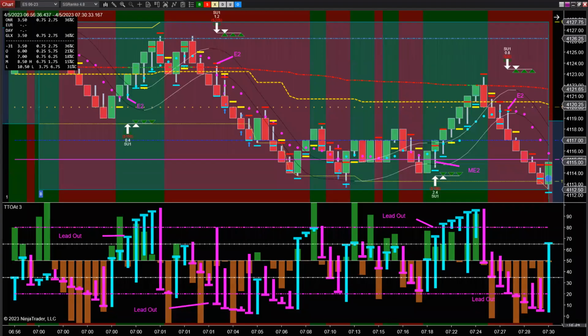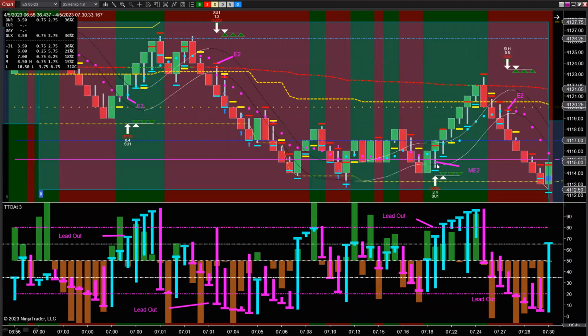So this chart's going to put it all together. I got an E2 there, the first one there. And you see how that Trap Trader Oscillator is leading out to new territory there? It's just leading out to new territory. Okay, E2. And then you get the E2 going down right there. Now see how the lead out says lead out on the Trap Trader Oscillator down below? It's leading out in a new territory.